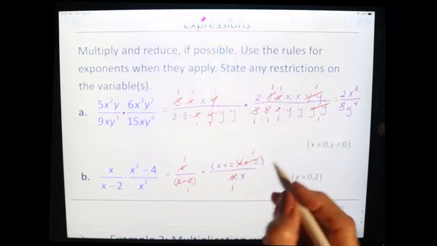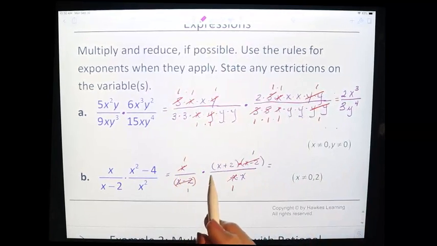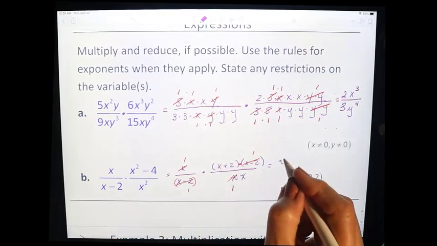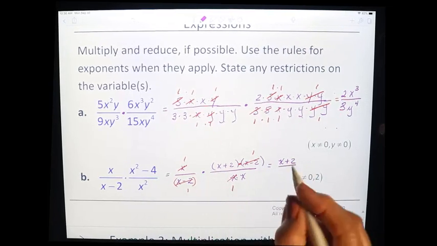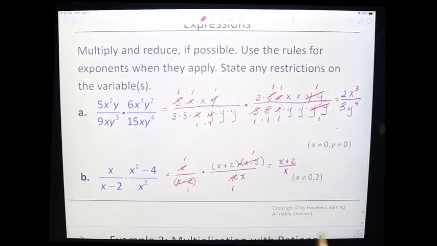Let me put it all back together. So 1 times x plus 2 times 1, and 1 times 1 times x. And again, we talked, don't be tempted to cancel these x's out. You can only cancel when these things are connected by times. You cannot cancel when these things are connected by addition.